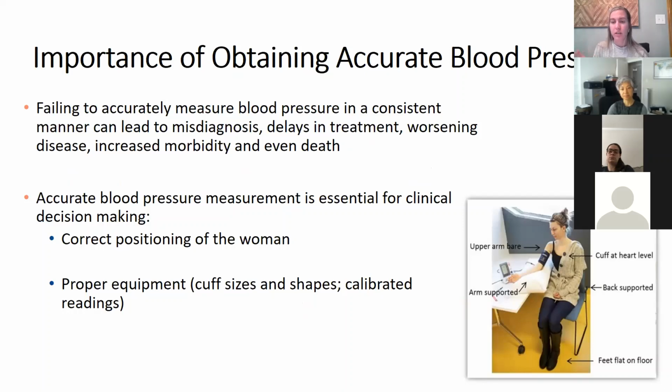What if we had her on our side and we used a big cuff and now it's reading lower when actually she had a severe range pressure? We can miss the worsening of disease and it can increase morbidity. It can even lead to maternal and fetal deaths. So please be cautious when you're using them.